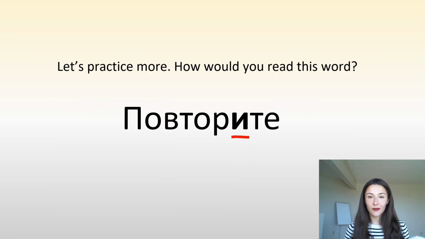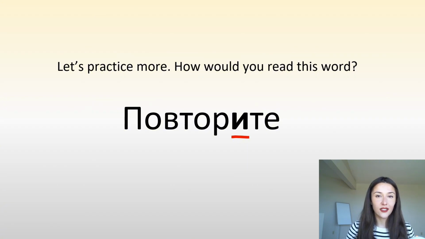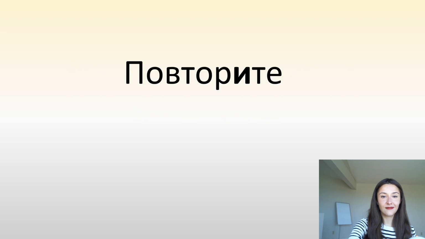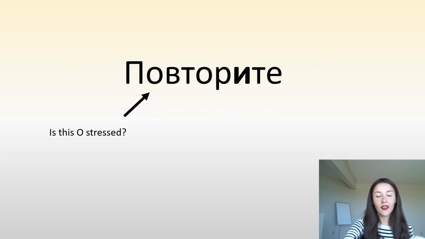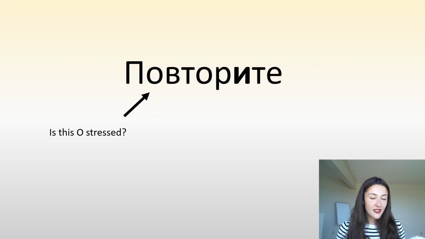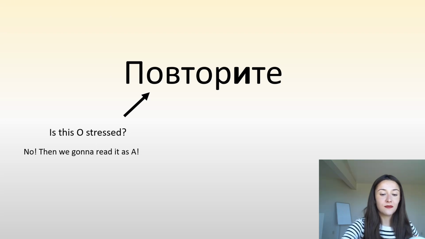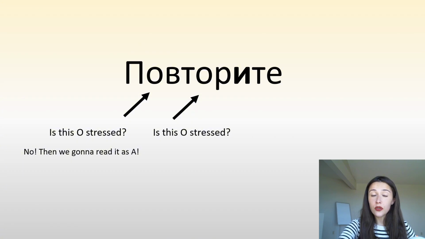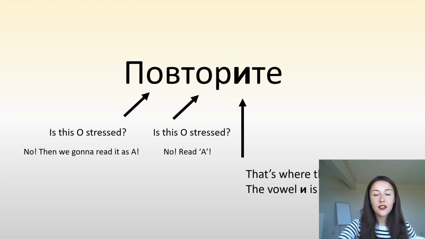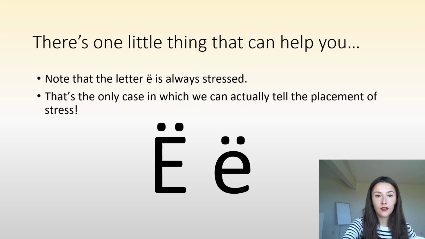Let's practice more. How would you read this word? Is this O stressed? No. Then we're gonna read it as A. Is this O stressed? Nope. Read A. That's where the stress is. The vowel E is stressed.